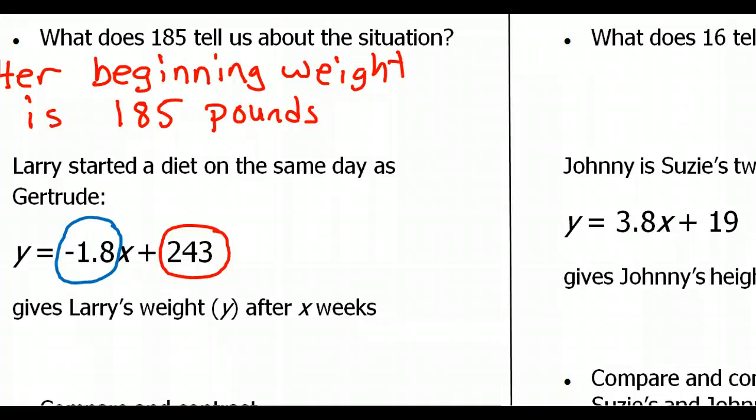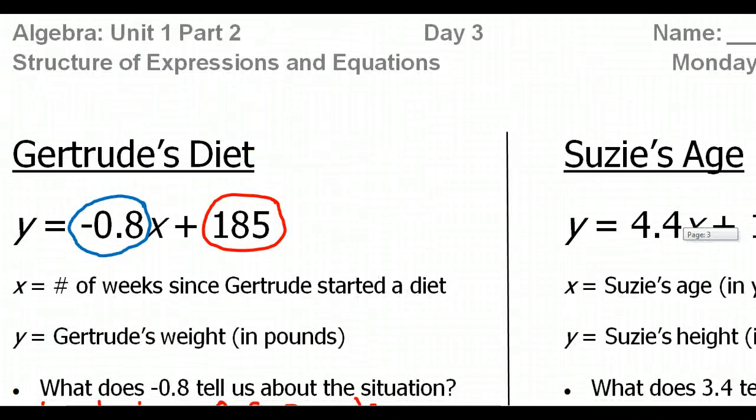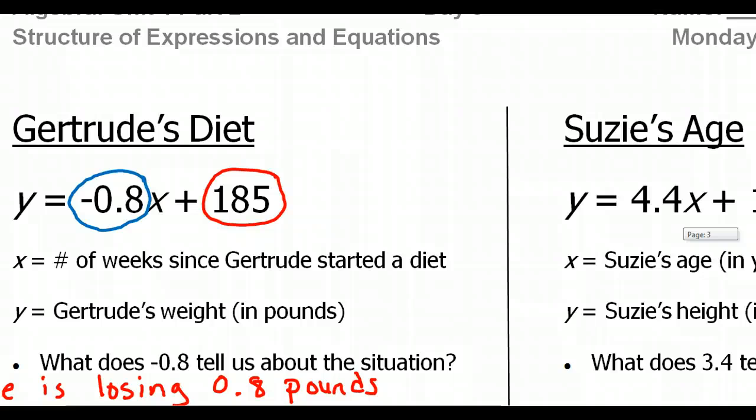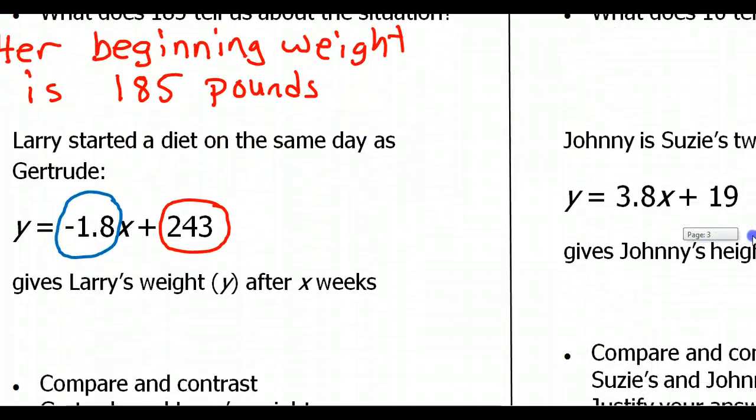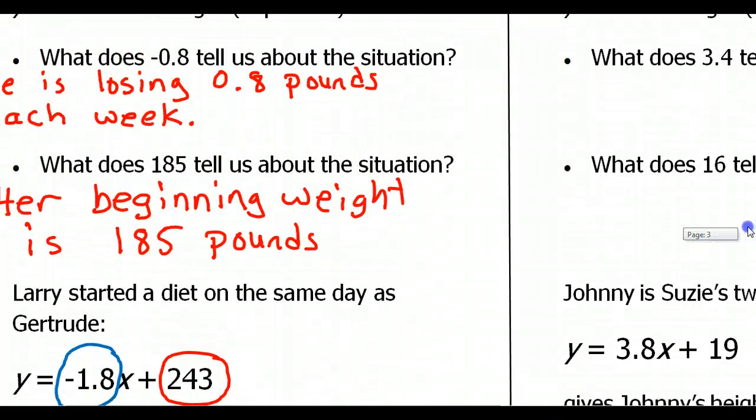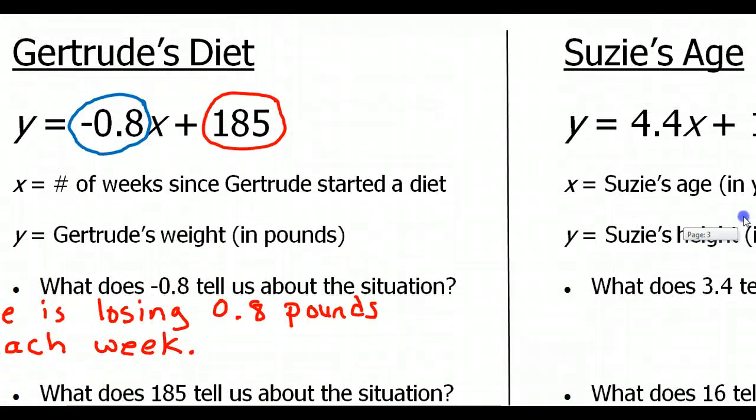So one thing that you might consider doing in the future with a partner, if it's not a test, is that one person could do Gertrude's weight over time, make a table on the calculator, and the other person on the team could do Larry's. And then you can have your calculators side by side and compare. I'm just one man, but I will do the best that I can.